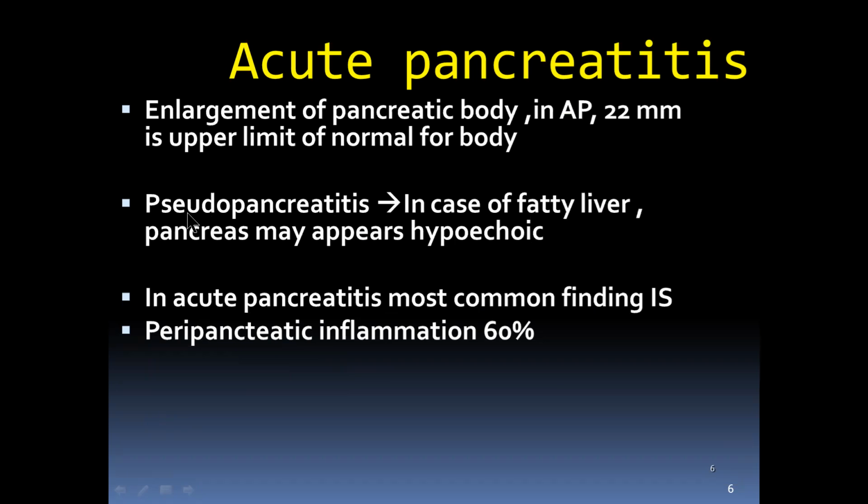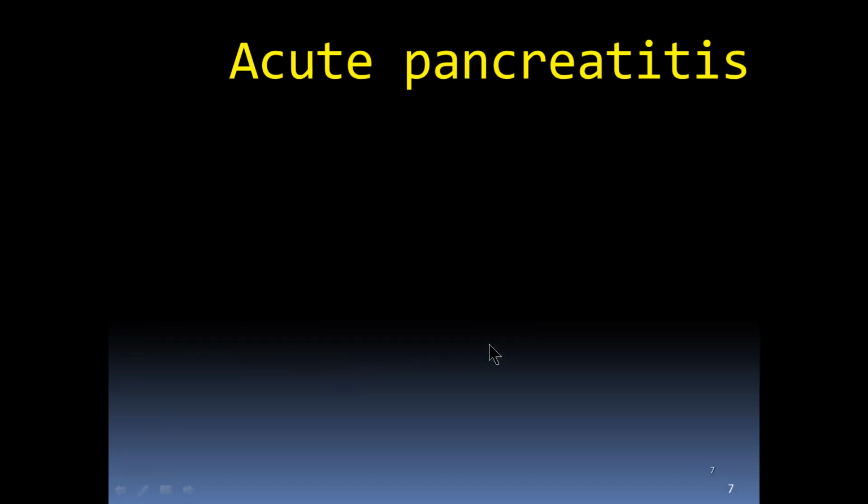There is a term pseudopancreatitis in which, in case of a fatty liver, pancreas may appear falsely hypoechoic. So we may think that pancreatitis is present, but in reality, it is not. So this is pseudopancreatitis. The most common finding in acute pancreatitis on USG is peripancreatic inflammation, which is present in about 60% of cases.